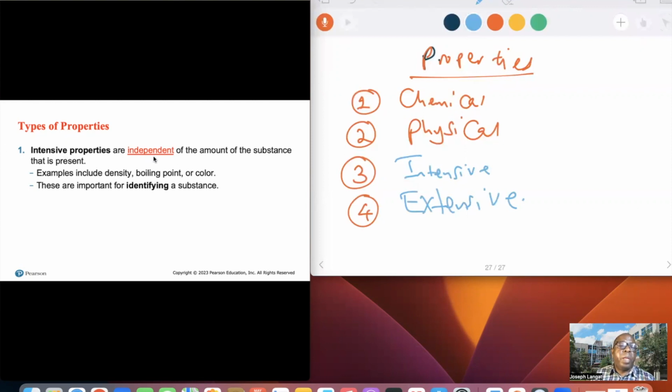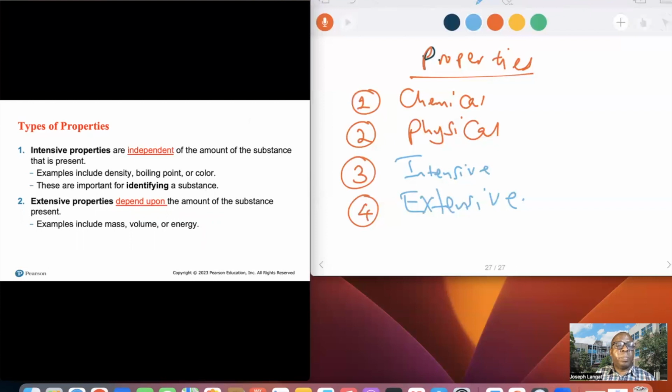Intensive means independent. Look at what I've underlined: independent of the amount of substance. For example, density is an intensive property. Density of H2O will always be 1.00. Even if you have 10 ml, 5 gallons, 100 liters, the density will remain the same. Likewise for boiling point or melting point. The color, these are important in identifying a substance.